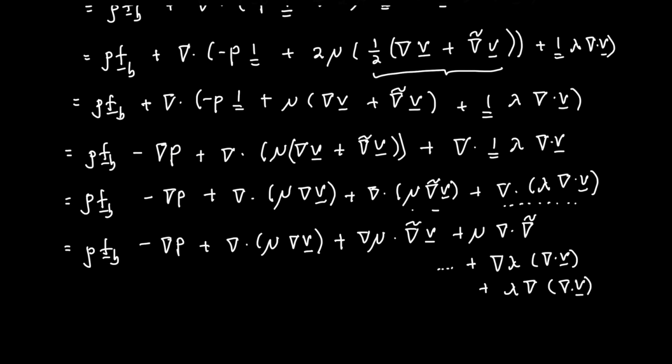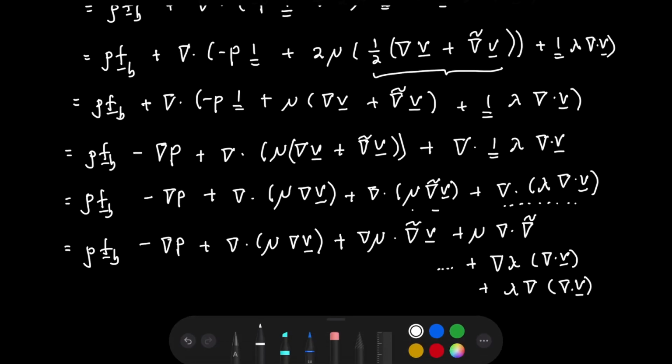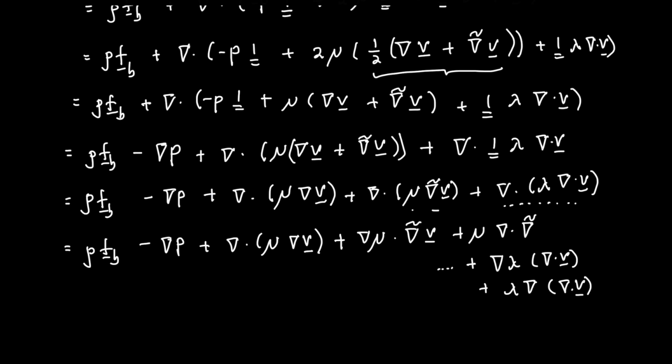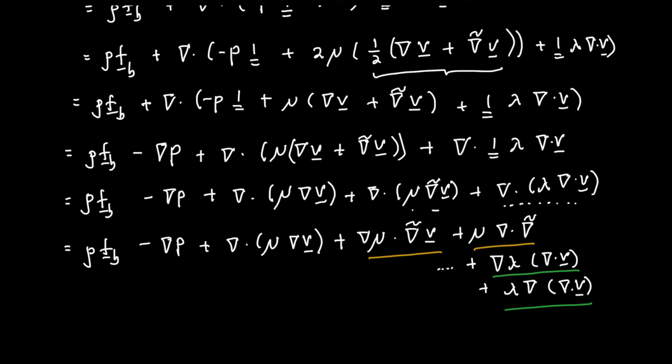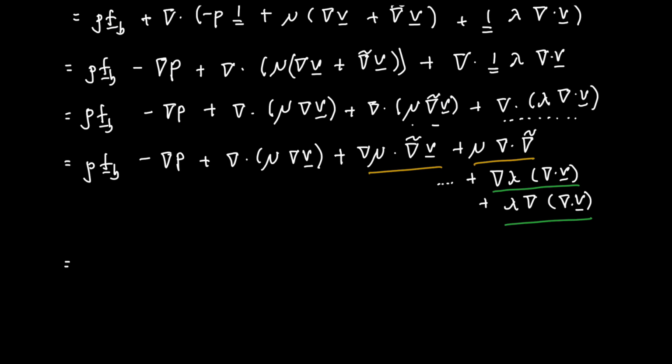Okay, so now we are going to use identities to actually transform certain portions of our equation, right? So if we look at this portion, we're going to transform this portion and this portion over here using the identities for dyadic. This is the density times the body force field minus del P plus del into, okay. So when we actually use the identities, this is what is going to result.